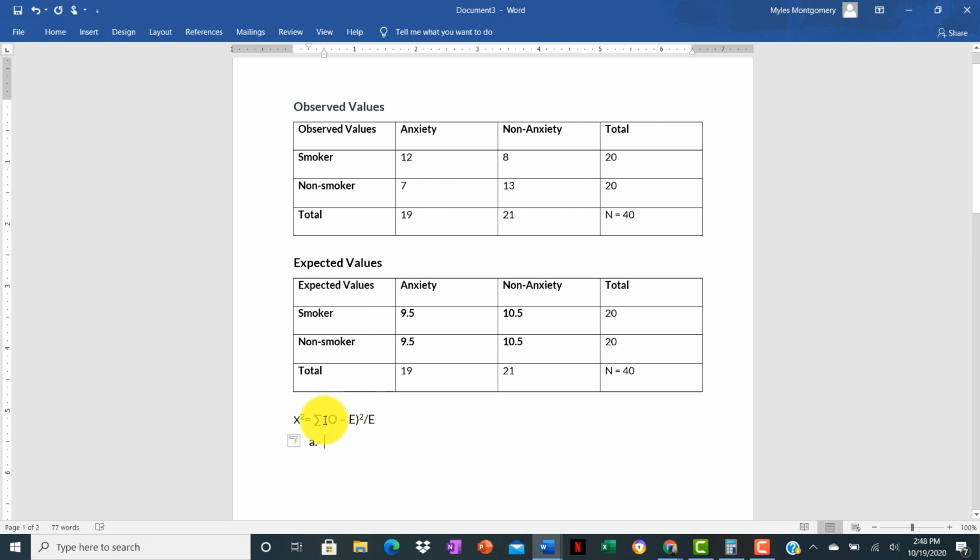And the way we're going to find the value for each cell is we're going to take for each cell the observed value, subtract from it the expected value, square the value, and then divide by the expected value again. So how's that look in real time?